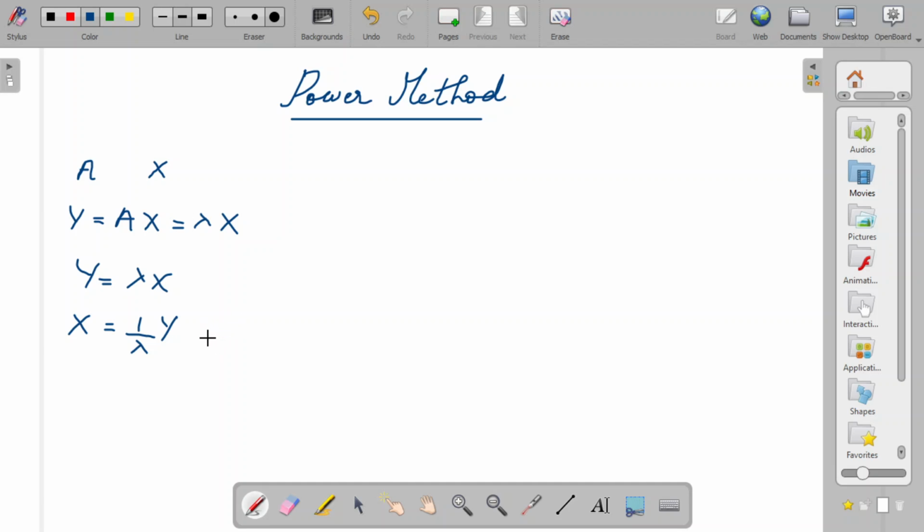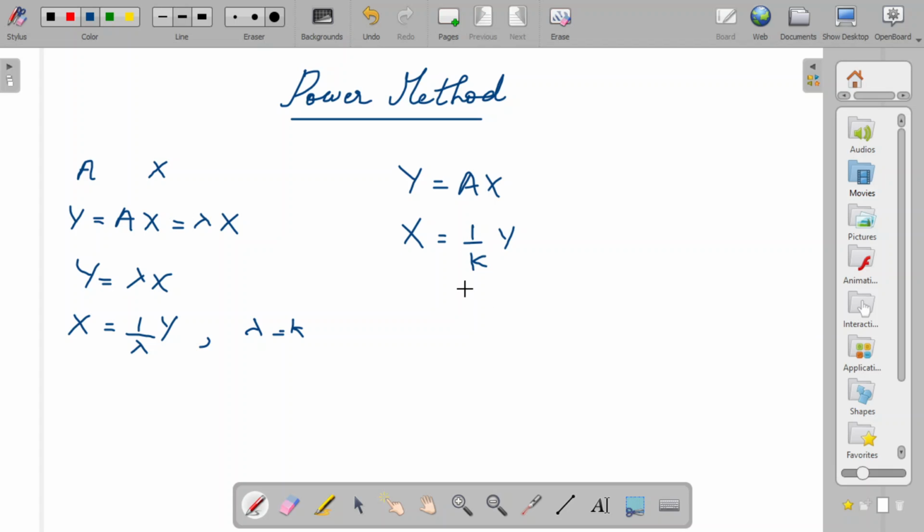Let me call this, instead of lambda as in eigenvalue problems, k. So you forget about the eigenvalue here. I am calling it a scaling factor. So that means if y is equal to Ax, in the next step I find x as equal to 1 by k into y.